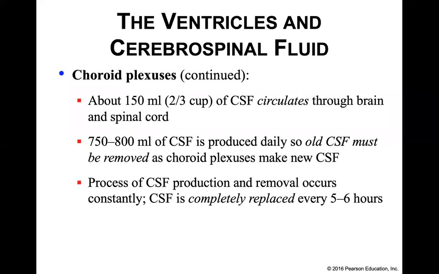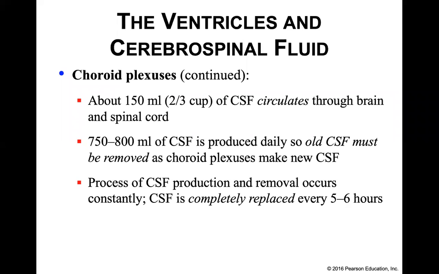The choroid plexus will produce about 150 mils, or 2/3 of a cup, of CSF circulating through the brain and spinal cord at any given time. 750 to 800 mils of CSF is produced daily, so old CSF must be removed from the choroid plexus to make room for new CSF. Sometimes when you have people with, say, hydrocephalus, where pressure builds up on the choroid plexus and it can't drain properly, they will start to build up CSF, and a lot of times they have to go in and put a shunt in to remove some of that fluid.